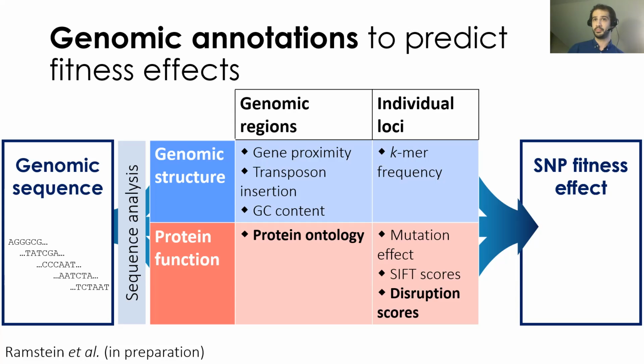as SIFT scores. But we also used genomic annotations which describe the protein ontology, that is, a quantitative representation of the protein structure and function based on neural networks. And we also use disruption scores, which described how that protein ontology was changed as a result of the mutation.